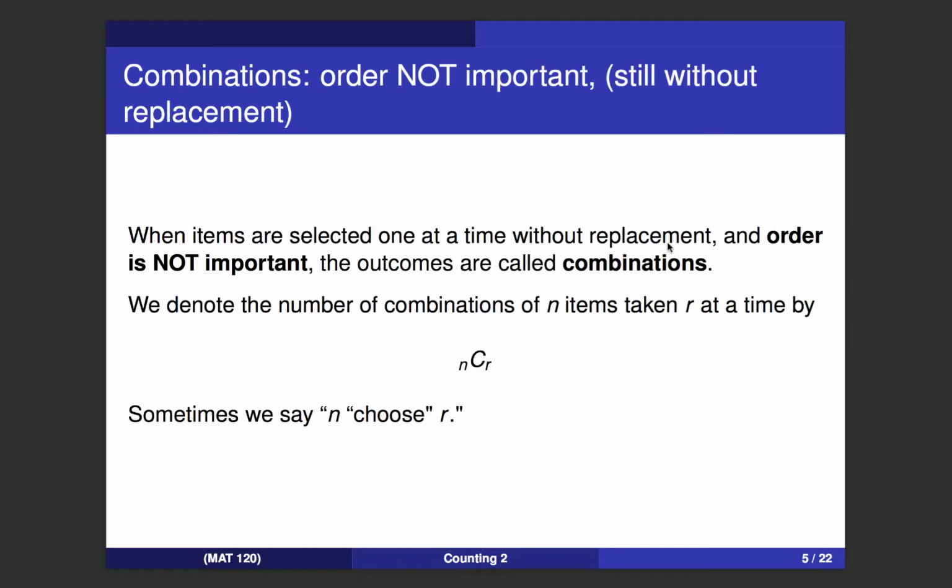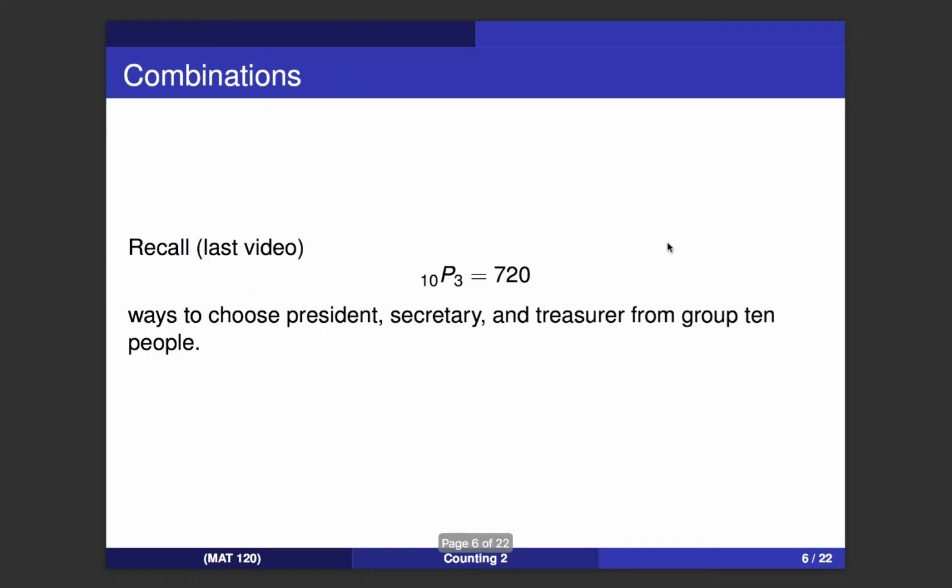Now we can imagine if the order is not important. We're still selecting items without replacement. But if the order is not important, those outcomes are called combinations. And we have this notation nCr. Sometimes it's said n choose r.